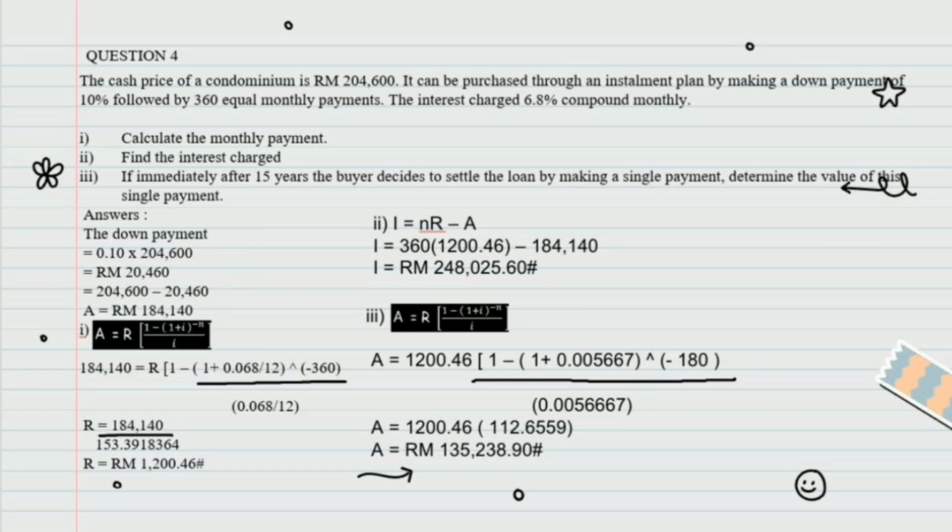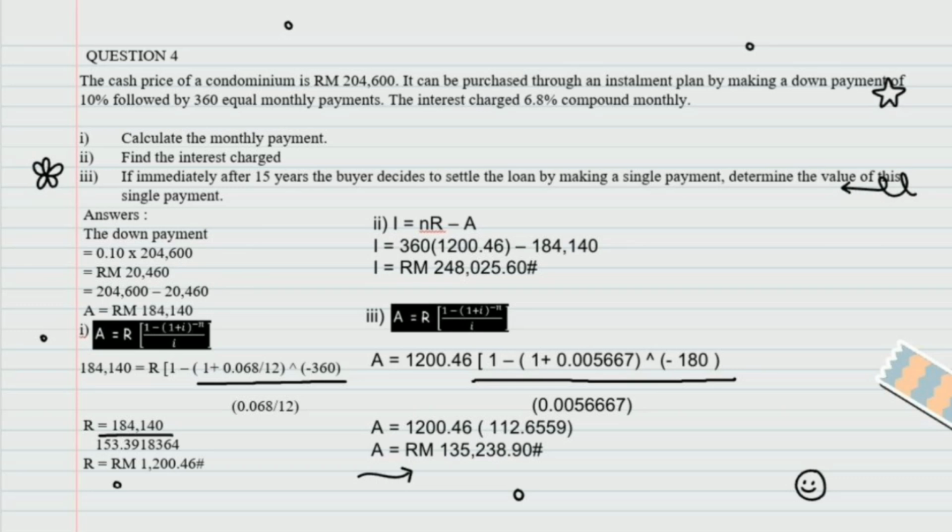So if you can see the answer, to calculate the monthly payment, we should do the down payment first. B equals 0.10 multiplied by 204,600, and then you get RM20,460. Then 204,600 minus 20,460, and you get A equals RM184,140. And then we can start to calculate the monthly payment.